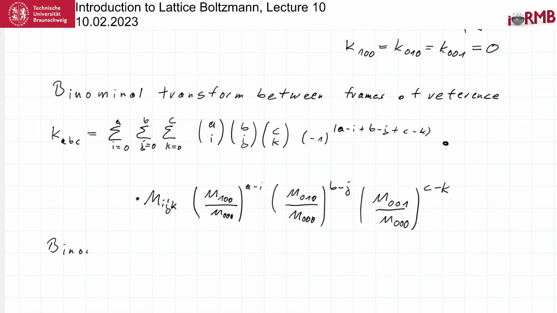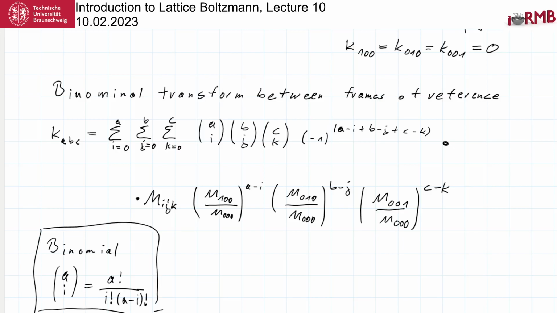I myself always have to remind myself of how this binomial is defined, or I have to look it up. So this is just a factorial, or I factorial times a minus I factorial. Okay, so this is the definition of this binomial.